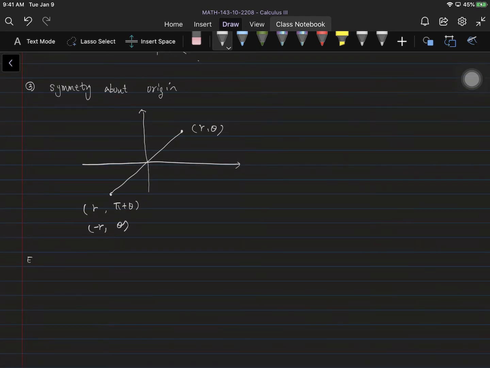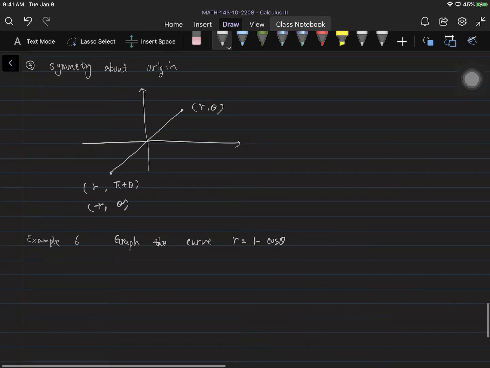Example 6. Graph the curve. The curve is r equals 1 minus cosine theta. You can see in this equation we only have r and theta. So this is the equation, and this equation gives us a polar curve.